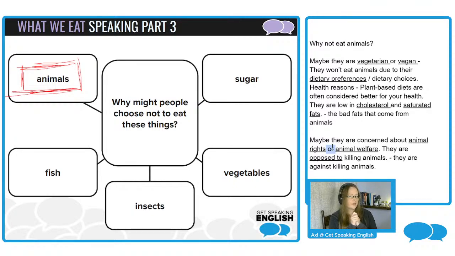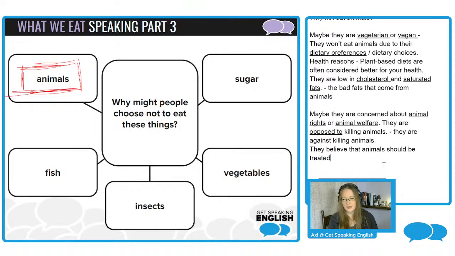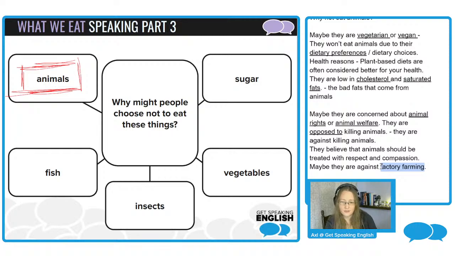Yeah, definitely. They probably believe that, you know, animals should be treated with respect and compassion, right? Maybe they're against factory farming as well too. So factory farming or like industrial farming where, you know, the animals are kept in little cages and there are too many in the facility and they don't get to move around and things like that.